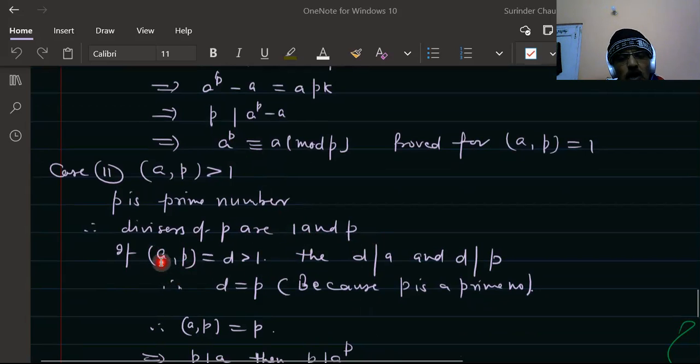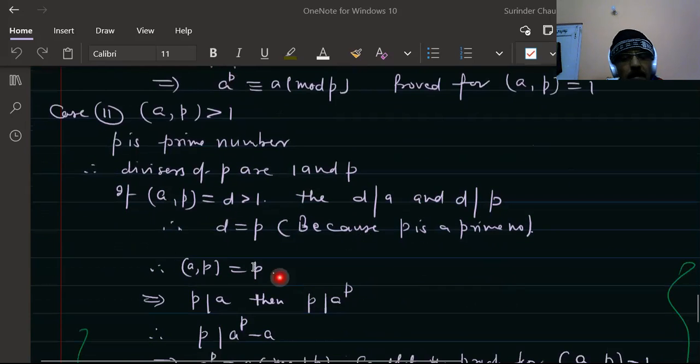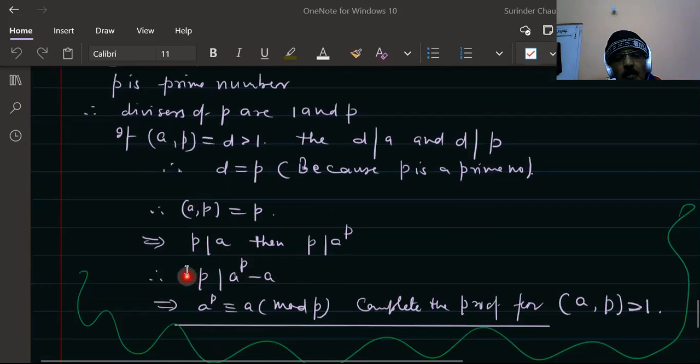Now, if the greatest common divisor of A and P is D, this implies D divides A and D divides P. If D divides A and D divides P, and P is a prime number, then D must be equal to P. So what does it imply? It implies the greatest common divisor of A and P is equal to P. This implies P divides A and P divides A to the power P. If P divides A and P divides A to the power P, then P divides A to the power P minus A. This implies A to the power P is congruent to A mod P. This completes the proof for the case where the greatest common divisor is greater than 1.